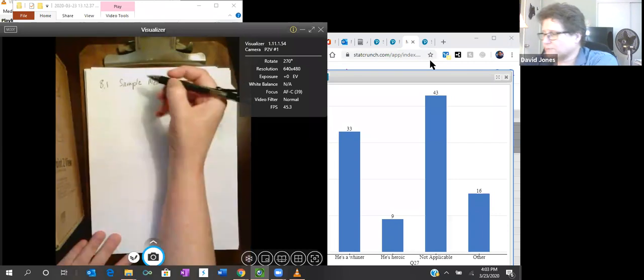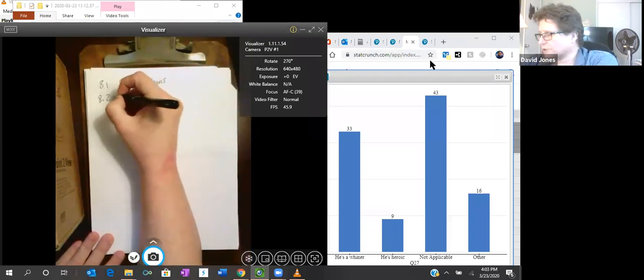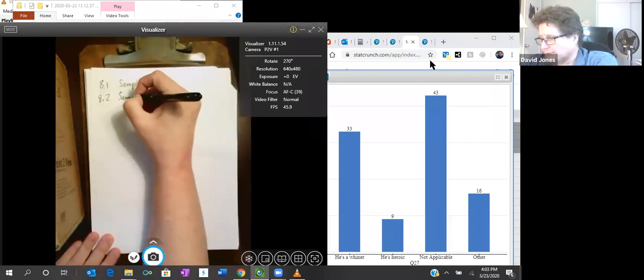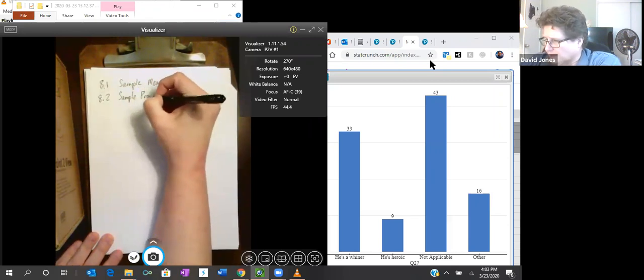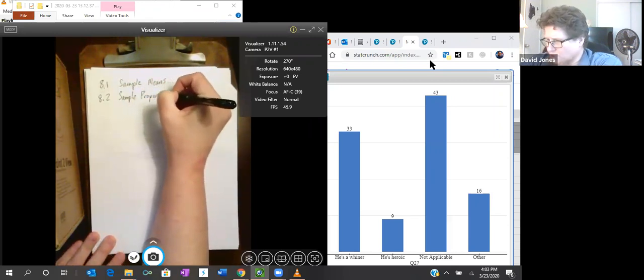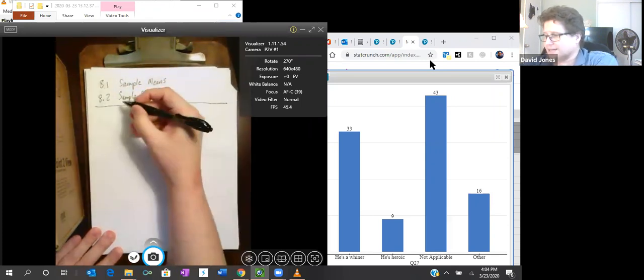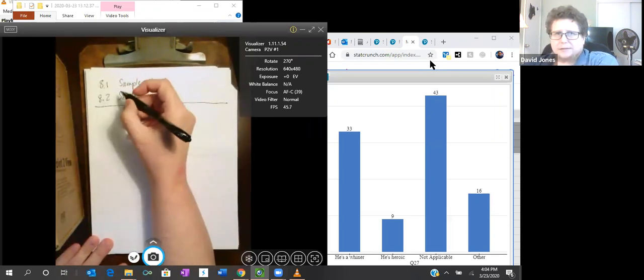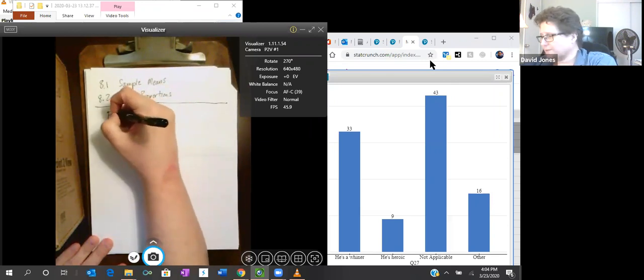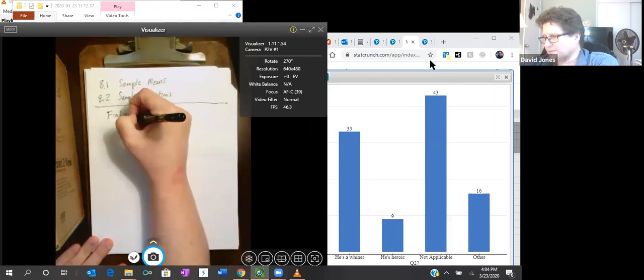So 8.1 was the sample means. In 8.2, we're looking at sample proportions. And what we're trying to find really is the true proportion for the entire population. But finding the true proportion of a population is extremely difficult.